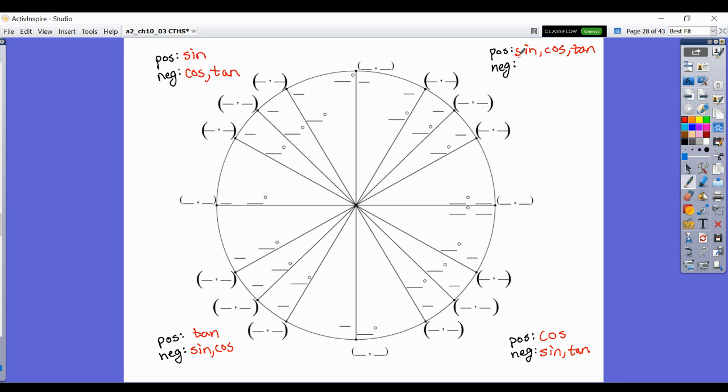So if sine is positive, then cosecant will be too. You don't need to write all those down. But if you just write the first 3, that would be fine.